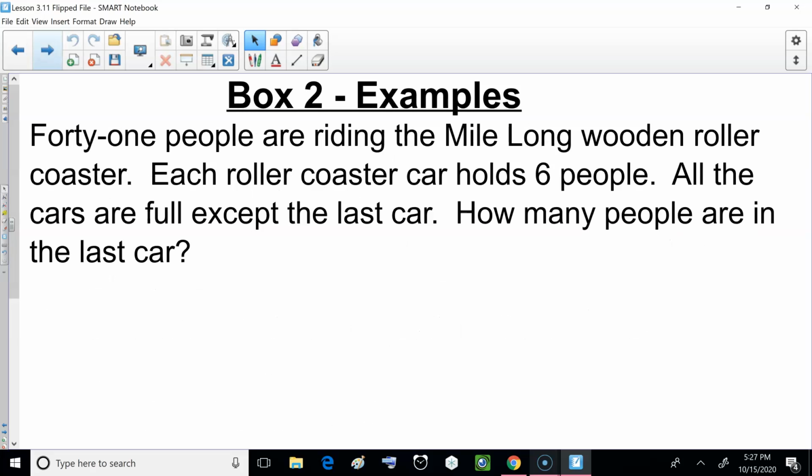And here we go. 41 people are riding the mile-long wooden roller coaster. Each roller coaster car holds 6 people. All the cars are full except the last car. How many people are in the last car?